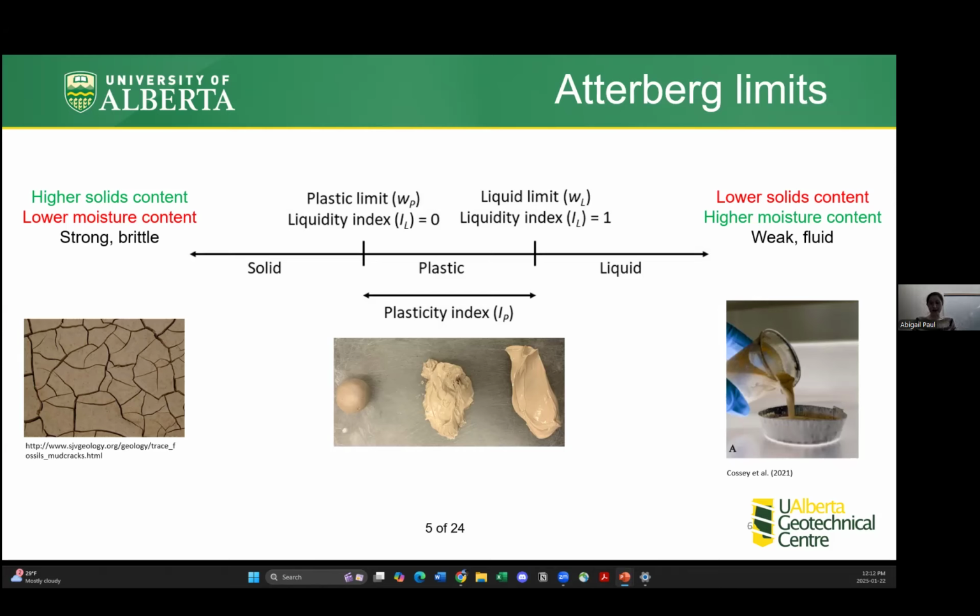And then another handy thing about the Atterberg limits is that we can normalize the water content using the liquidity index. So we define that as 0 at the plastic limit and then 1 at the liquid limit. And this is useful because we can then track where a material is relative to its Atterberg limits. And then it also gives us a common reference scale to compare different types of materials.